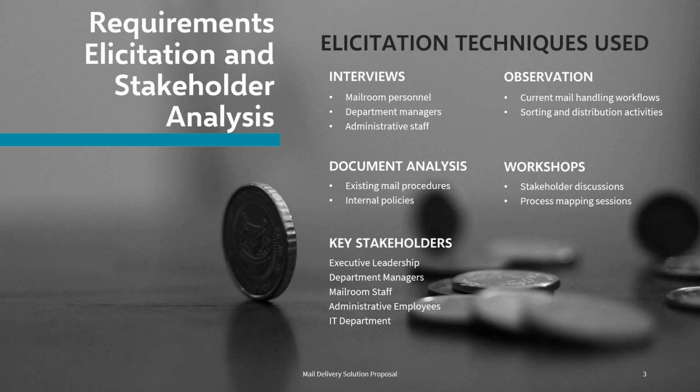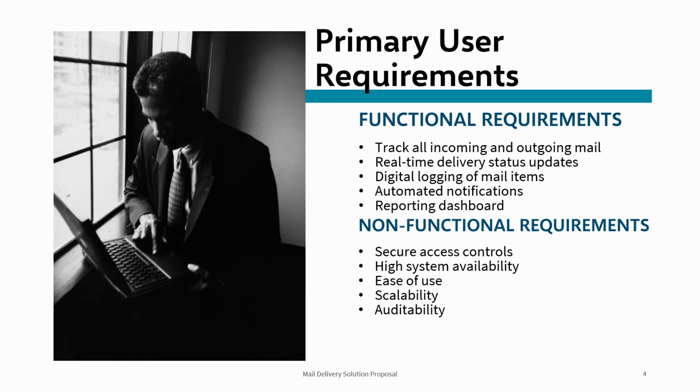The key stakeholders included executive leadership, department managers, mailroom personnel, administrative staff, and the information technology department. Their participation ensured that the proposed solution would address both business objectives and operational needs. The requirements gathering process identified several critical business, user, and system requirements. The primary user requirements included the ability to track mail throughout the delivery process, receive automatic notifications when mail arrives, and quickly confirm delivery receipt.